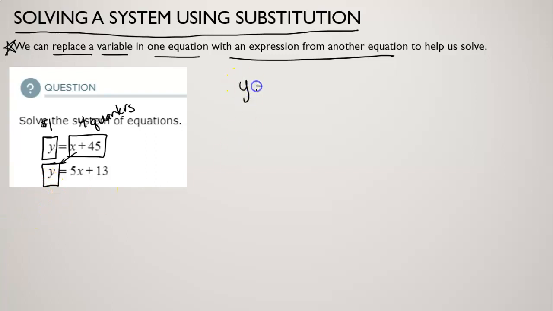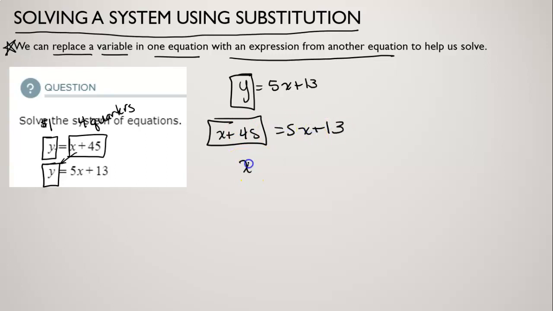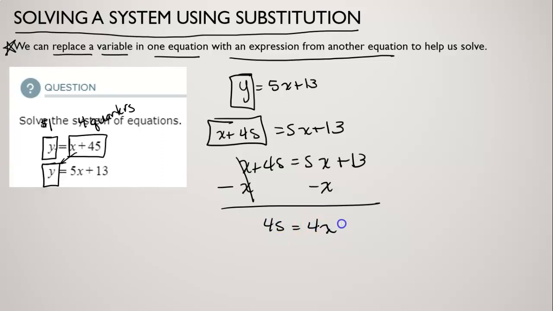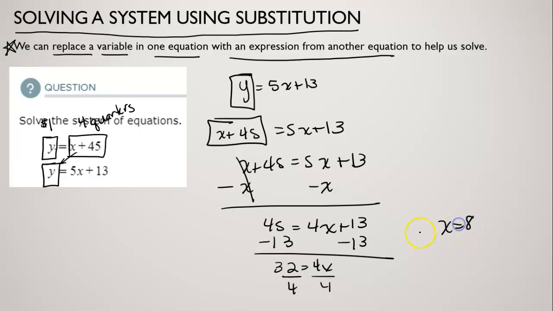So I take my second equation, I take out the y, and I replace it with the x plus 45 because they all mean the same thing. What I've created now is an equation that looks more complicated, but it's one that's solvable because it just has one variable. So I'm going to subtract x from each side to get the like terms together. I get 45 equals 4x plus 13. I'm going to subtract 13 from each side. I get 32 equals 4x. I'm going to divide both sides by 4, and so x equals 8.